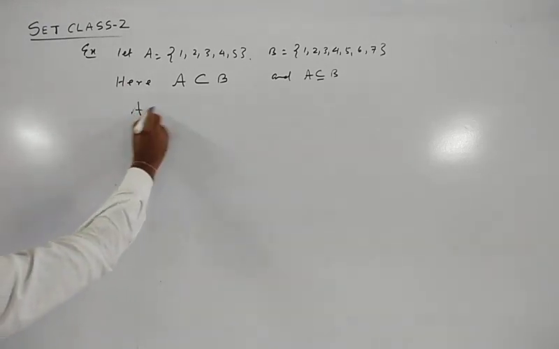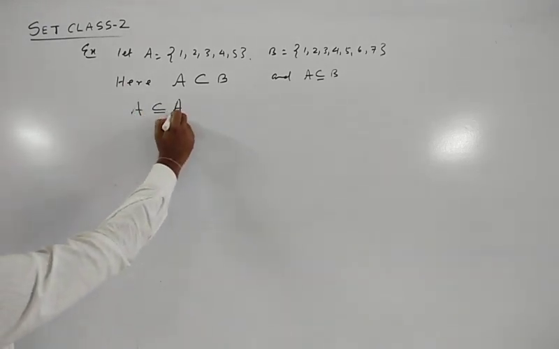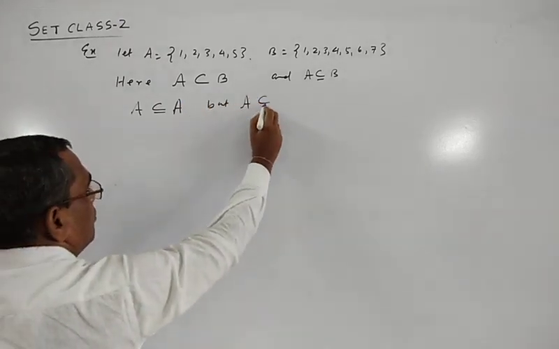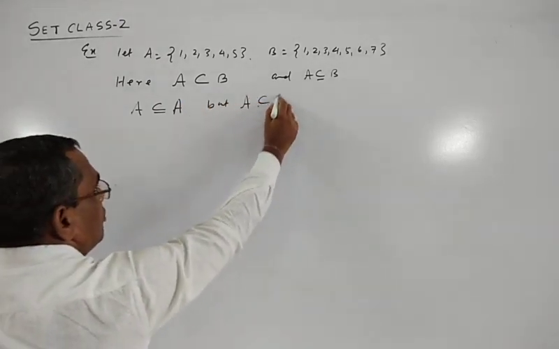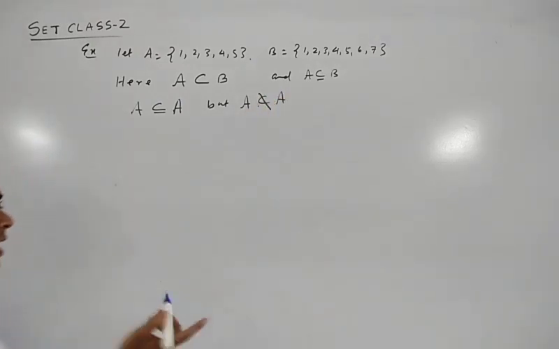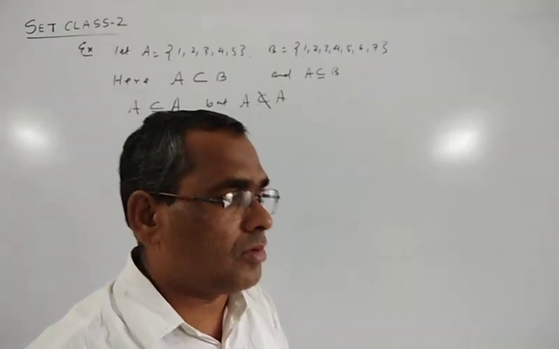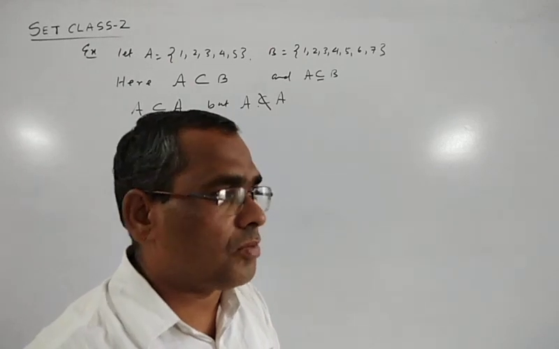But A is a subset of A, but A is not a proper subset of A. So every set is a subset of itself, but every set is not a proper subset of itself.